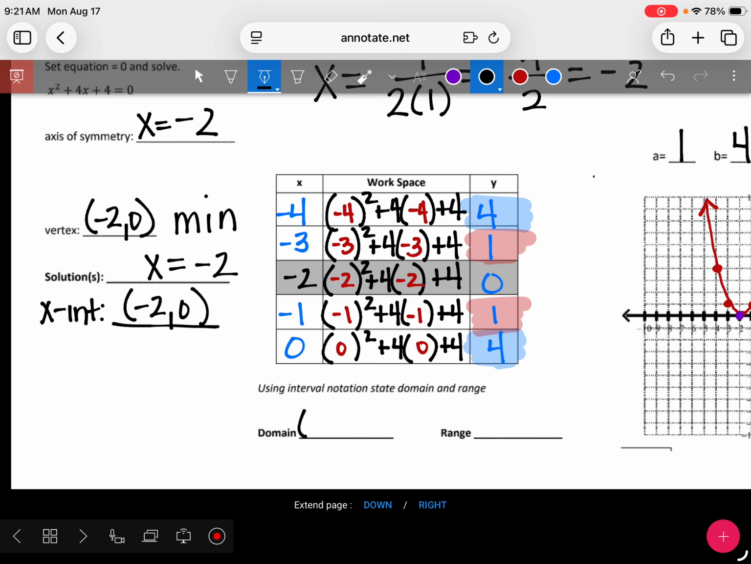So my domain would be all real numbers. Now here's the hard part. The range. Range is only y. So I want you to look over here. What's the smallest number in this column? 0. So 0 would be my smallest y value.